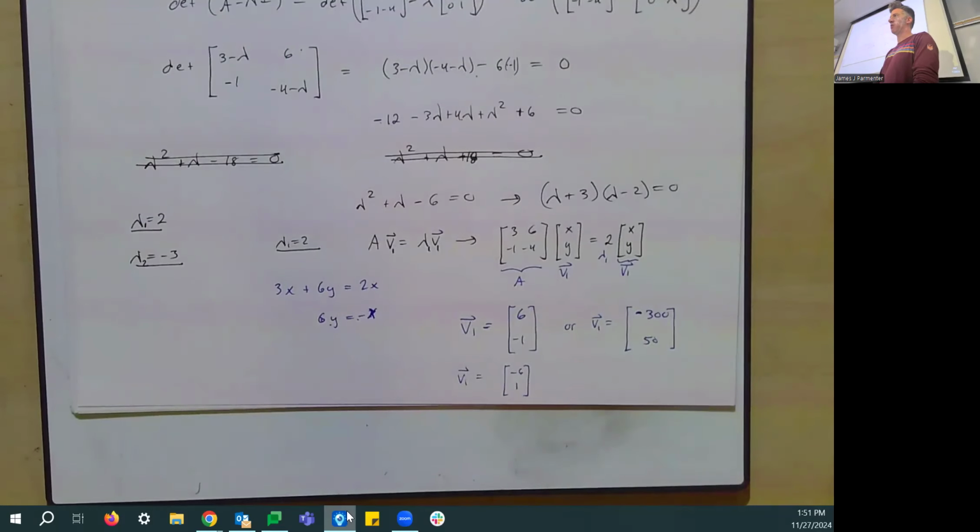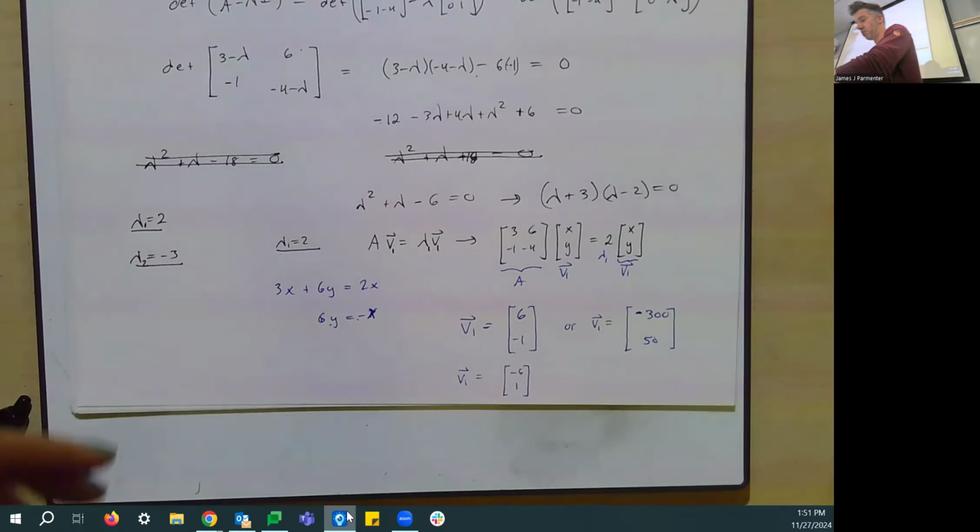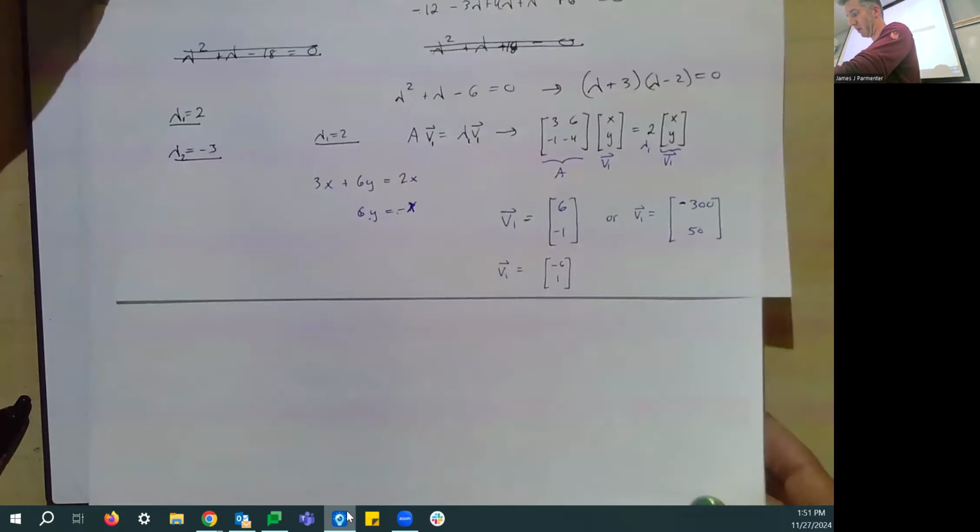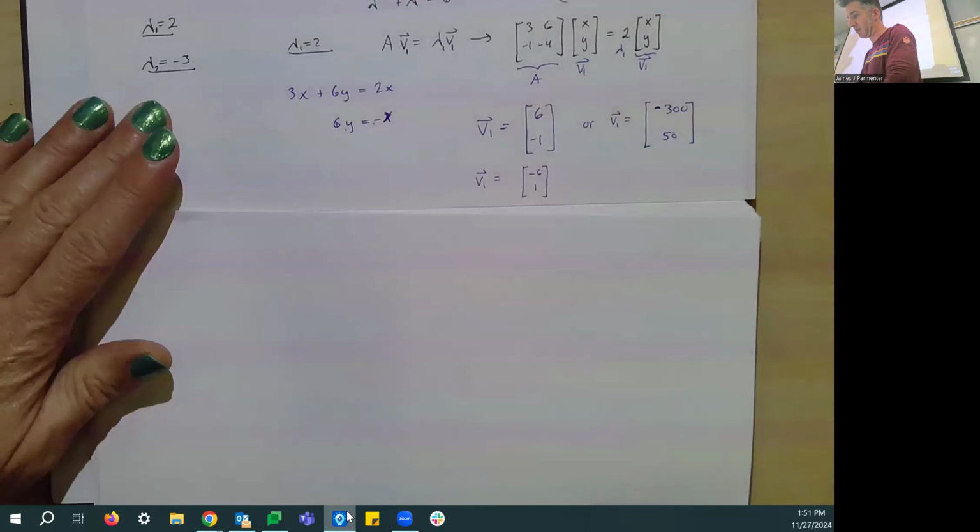Well, actually, we already checked. I didn't check again. I was going to say we could check to see that it works by doing A times v equals 2 times v, but we already know it does because we started off with that. Let's find the other eigenvector for lambda 2 equal to -3. Same process.